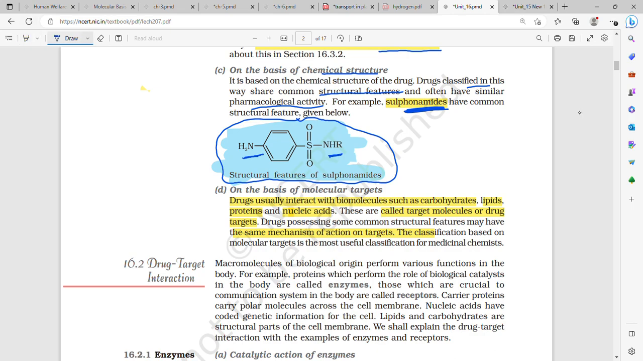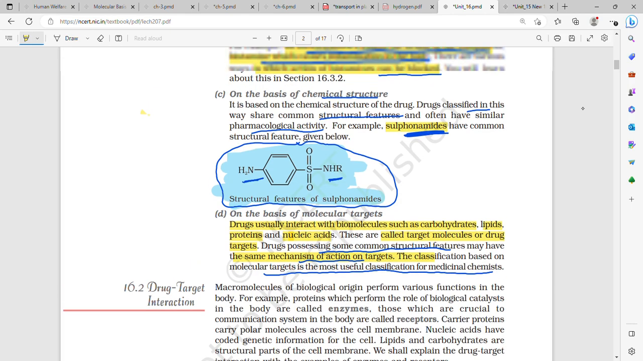So there will be a group of drugs which will be targeting proteins or carbohydrates or lipids or nucleic acids. These are the target molecules or drug targets. Drugs possessing some common structural features may have the same mechanism of action on targets. The classification based on molecular targets is the most useful classification. Which is the most useful classification of the four classifications?